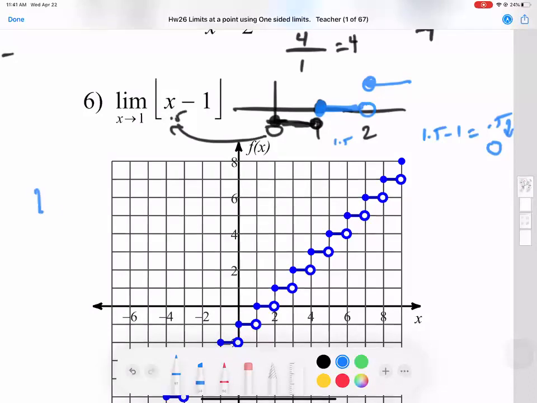If I wrote this, this is the floor. This is a ceiling notation. If you ever see something like this, it means round up to the next whole number. So this is the floor, and this is the ceiling.